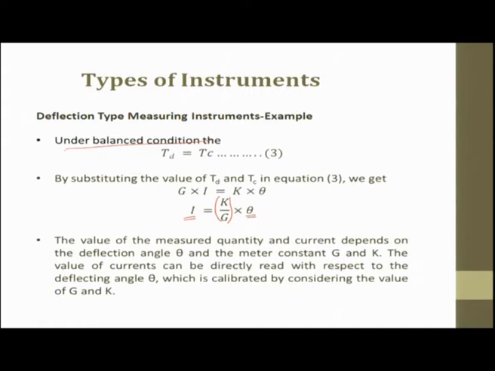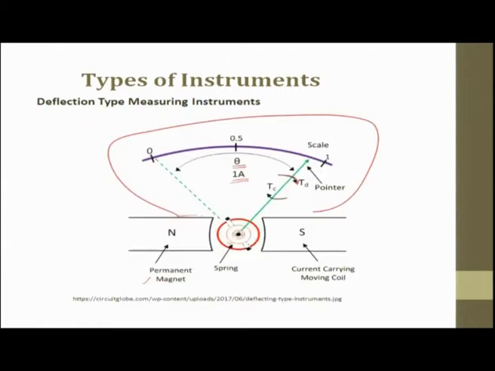K by G is a constant parameter. K depends on material, G is independent of flux density. The value of the measured quantity, current, depends on the deflection theta and the meter constants G and K. The value of the current can be directly read in this instrument. This is nothing but a deflection type measuring instrument.